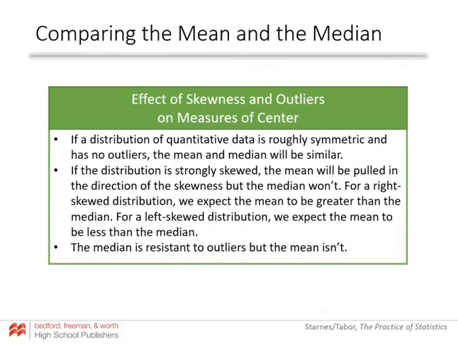So this is just a summary of what we just talked about. When distributions are skewed, the mean is pulled in that direction. So if it's skewed left, mean is less than median. If it's skewed right, mean is greater than median. The median is resistant to outliers, but the mean is not.